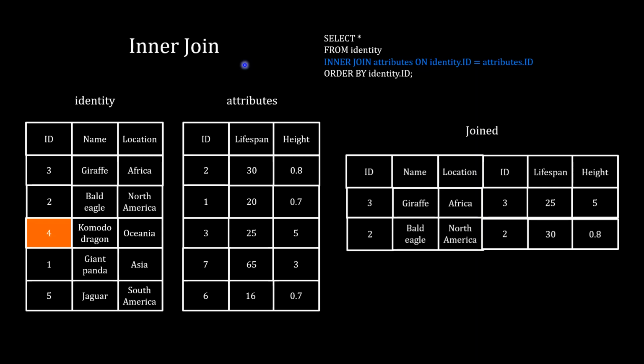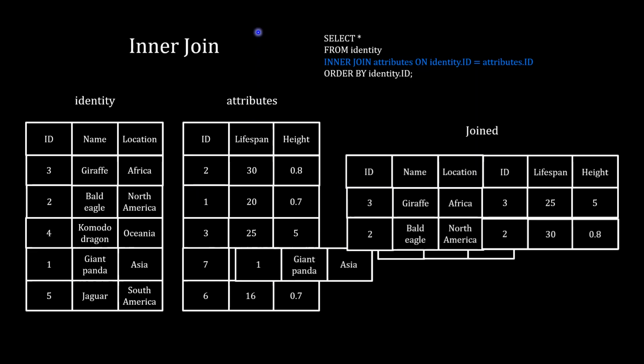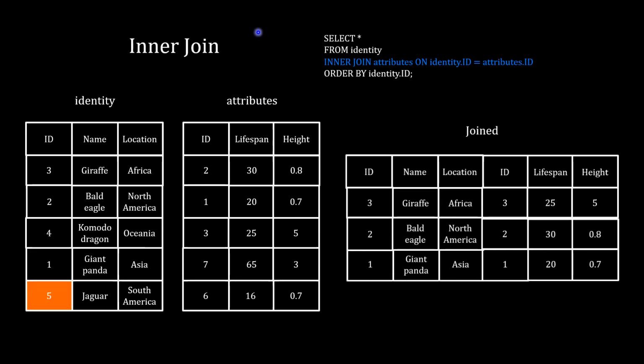Now we move down here in the identity table and we see that the ID 4 cannot be found in the attributes table, so there is no match. So as a result, we leave this and we carry on, and we look and we see that 1, the ID, is joined and matching on the attributes table, so we combine these two fields. We then look at the last ID, and this is ID number 5. This does not match any of the IDs in the attributes table, so we leave it.